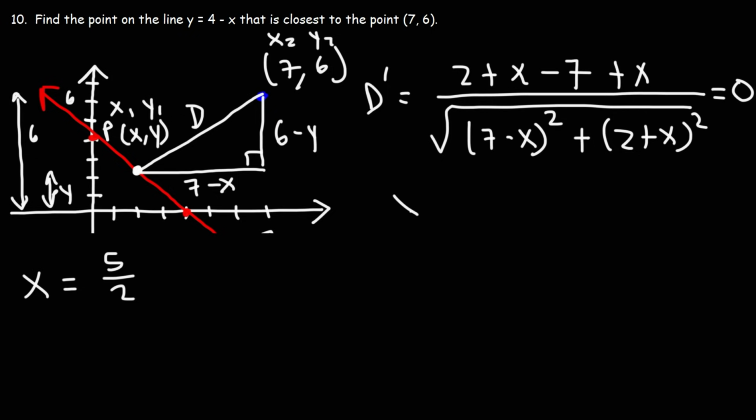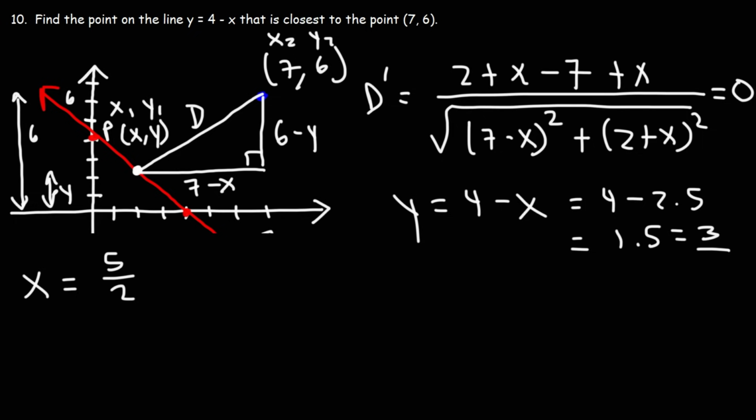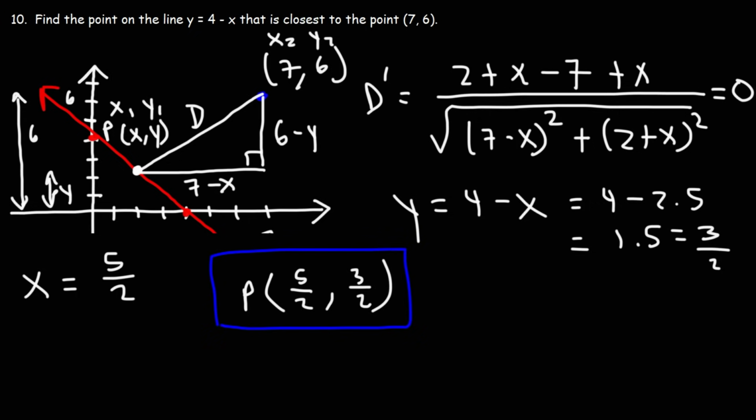So now that we have the value of x, we can calculate y. Y is 4 minus x. 4 minus 2.5 is 1.5. 1.5 is the same as 3/2. So thus we have the point P with the coordinates 5/2 and 3/2. So this is the point that is on the line y equals 4 minus x, but it's closest to the point 7, 6. So that's our answer.